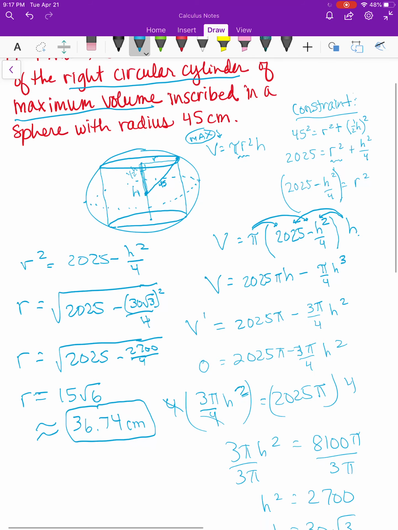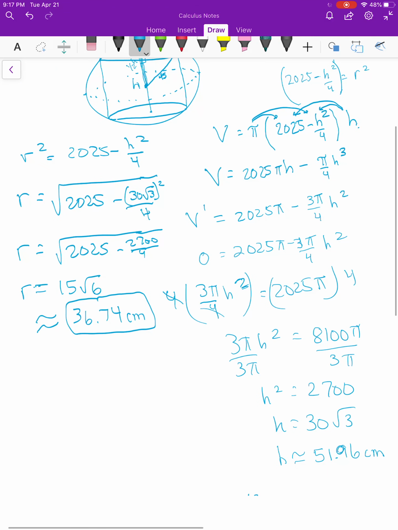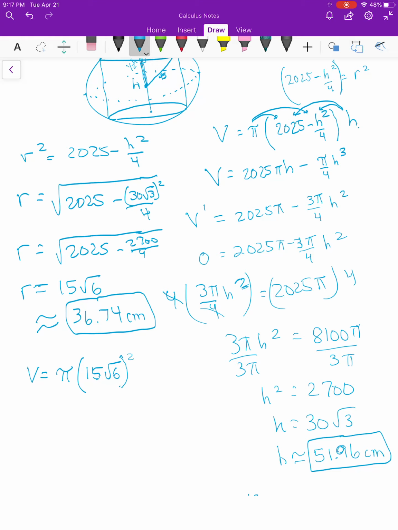So that's your exact answer, but they want you to round it to the nearest hundredth. And so I did that, 36.74 centimeters. So there's your other dimension, because really the cylinder is only going to have radius and height as your dimensions. So those are your two dimensions that it would be asking for. And the last thing it asks for is that actual volume.